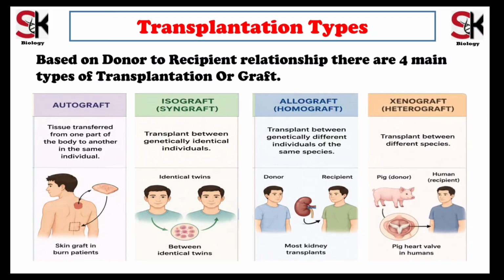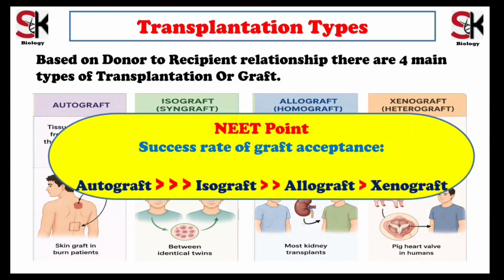The fourth one is xenograft, also called heterograft. Here, the transplant is between different species. The best example is a pig donor and human recipient, where a pig heart valve is successfully transplanted in a human. So, these are the four types of graft.